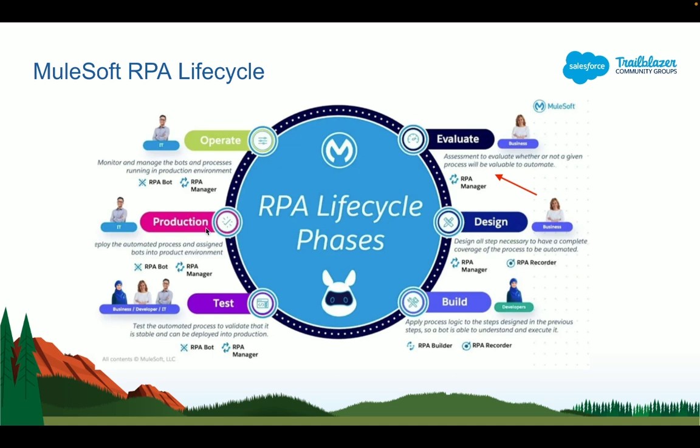Now, in many scenarios, businesses have secured virtual machines where we'll be deploying these bot processes. And then operate is basically how you can monitor and manage the bot processes and the environment. Again, this can be done from your RPA manager. This is all about your MuleSoft RPA life cycle. This is a very important topic in MuleSoft RPA, and please pay attention to this. In the upcoming videos, we'll be learning about each phase in depth with a very interesting use case.